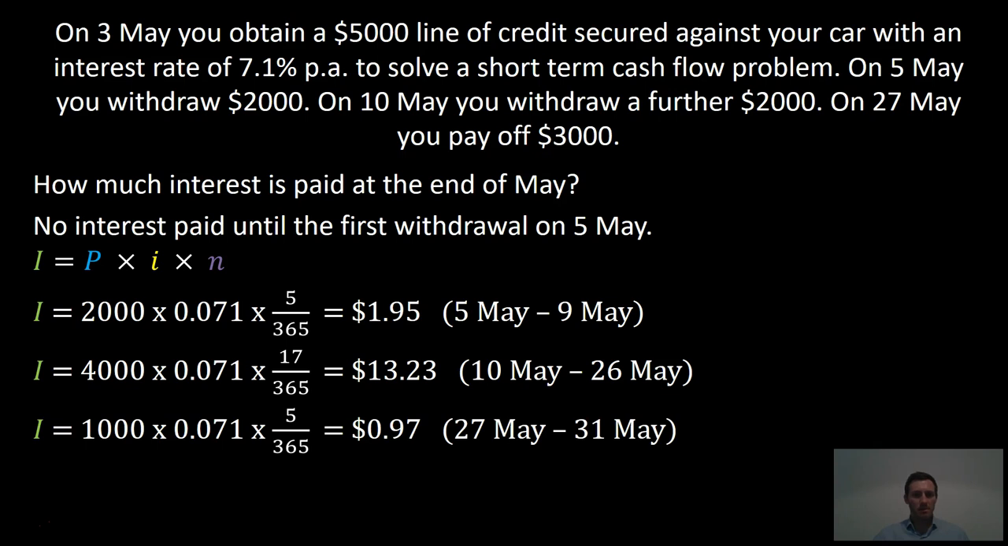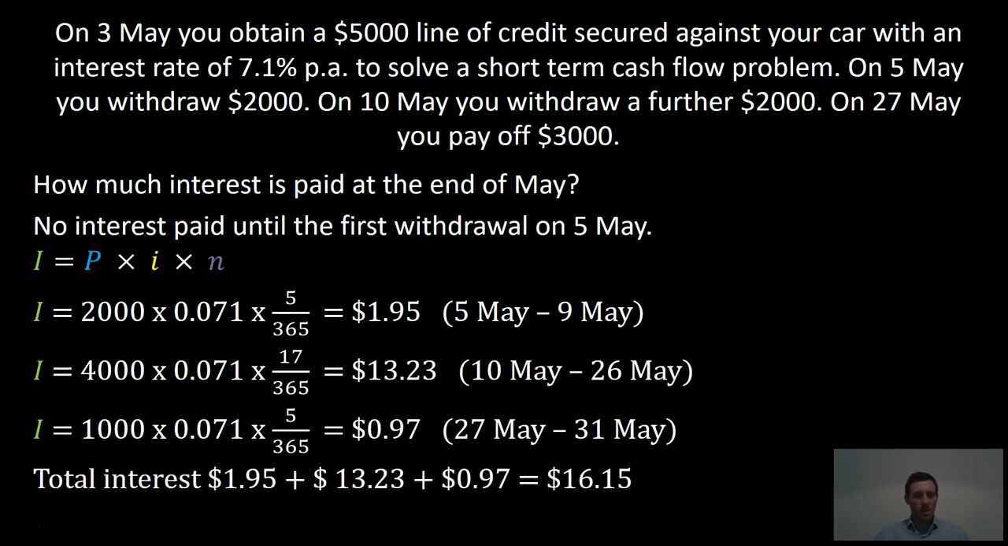Finally, we make a payment, and therefore our balance is reduced to $1,000. This is for the period 27th of May to the 31st of May. The interest on the reduced balance for 5 days is 97 cents. Now to work out the interest for the entire month, we add them all together and we get the total interest for the month is $16.15.